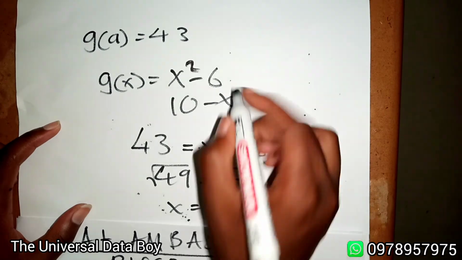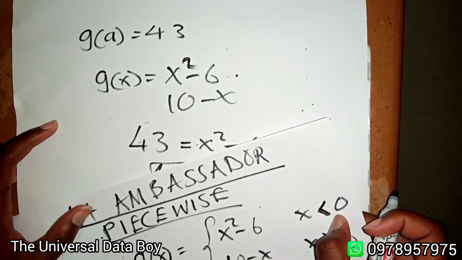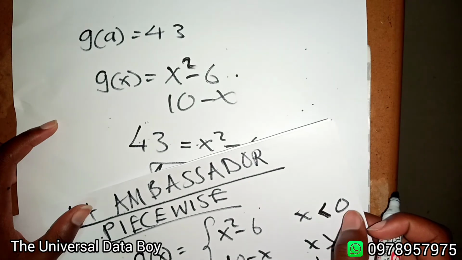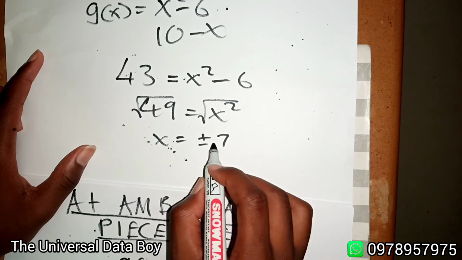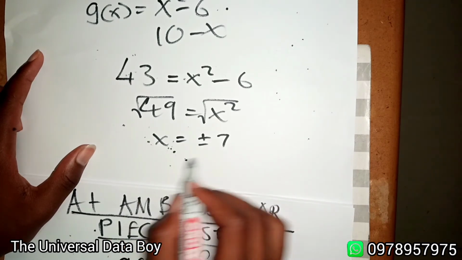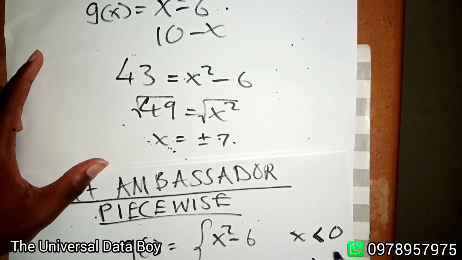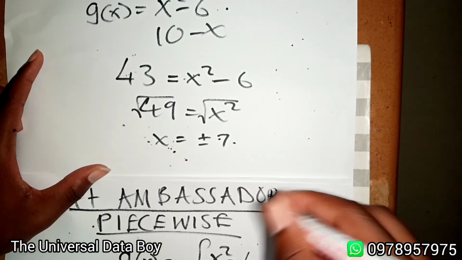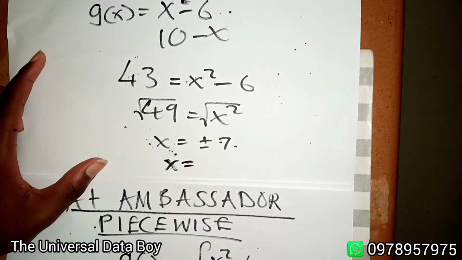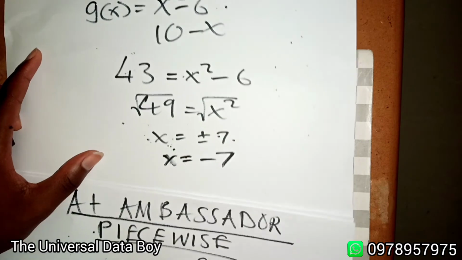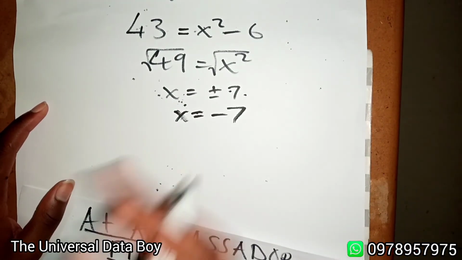But then for this function, it's for the values of x that are greater than 0. So negative 7 is less than 0. Positive 7 is greater than 0. So then our x here, we are just going to be interested in the negative 7. So this is our first a value, and this one actually holds.